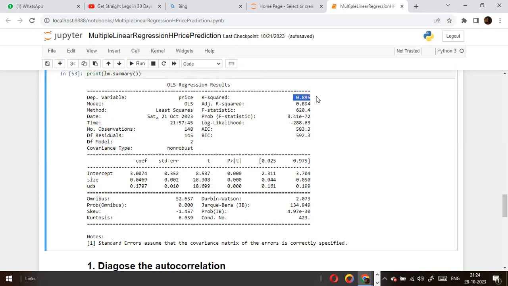R squared explains how much variability is explained by the model. If I include two independent variables, how much variability is explained by the model? So 90% of the variability, my model was able to explain well. And adjusted R squared is 0.8, so there is a slight difference between these two values. In general, the R squared value is more than the adjusted R squared value. The adjusted R squared is the one we use to measure the model's performance.